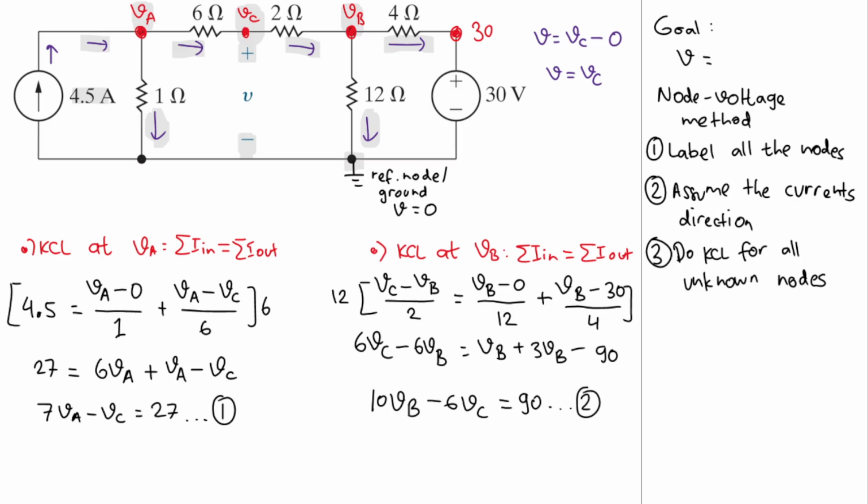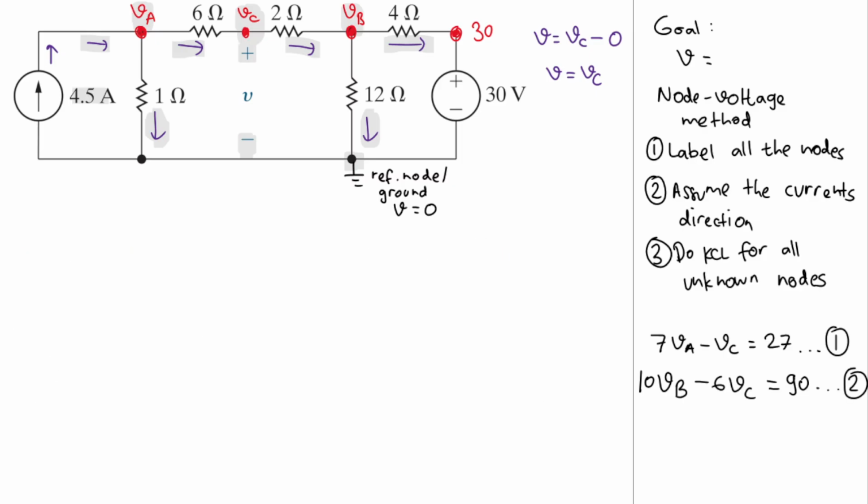Okay, maybe let's save equation number 1 and number 2. And let's do another KCL at VC, because we still need one more equation. Okay, let's do exactly that. The last KCL that we need to do is at VC. Let's do that. KCL at VC. Does KCL said? It is said that the sum of the current that goes in will equal to the sum of the currents that goes out.